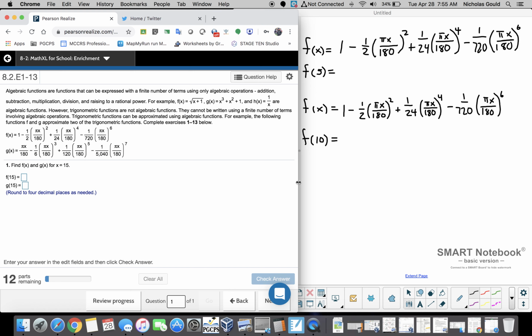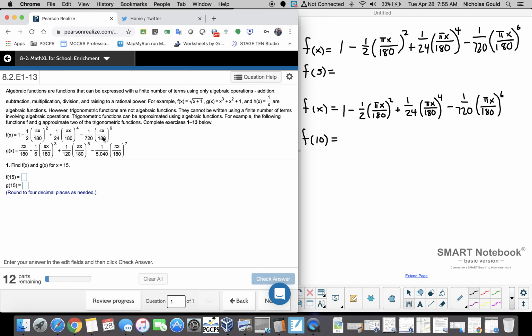So essentially, we're just going to end up working on substitution. In this set of problems, it just says algebraic functions are functions that could be expressed with a finite number of terms using only algebraic operations, right? So it says we can use the operations addition, subtraction, multiplication, and division, and raising to a rational power. And then they give us an example. And so we have a function f of x. And for this particular problem, all we're doing is substituting x in for what we see in the equation. And so you see an x here, an x here, an x here.